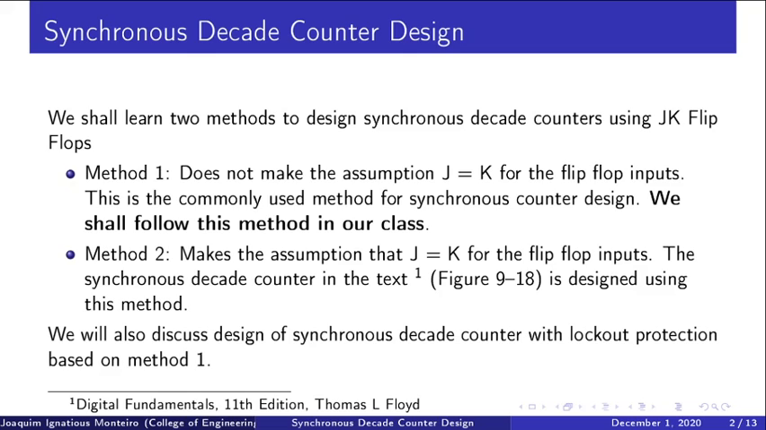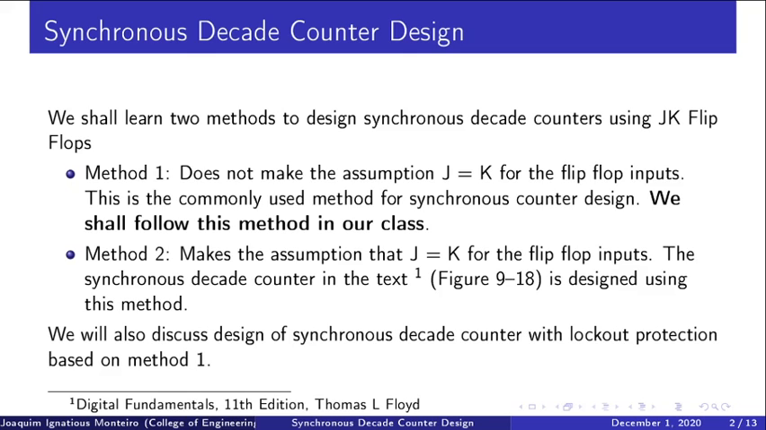Now the second method, however, just assumes that the inputs J3 equals K3, J2 equals K2, J1 equals K1 and J0 equals K0, and it makes a design. So rather than having 8 K-maps as in the first case, you will only have 4 Karnaugh maps. The design is simpler, but it's not a conventional way to design it.